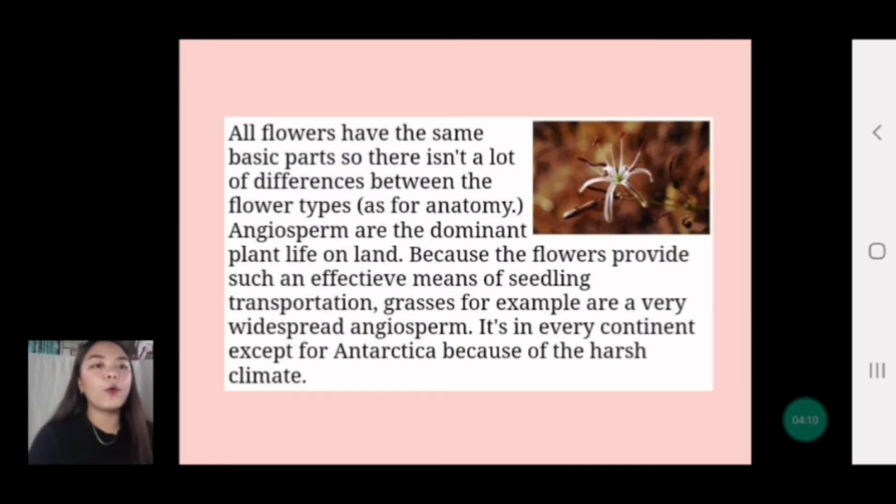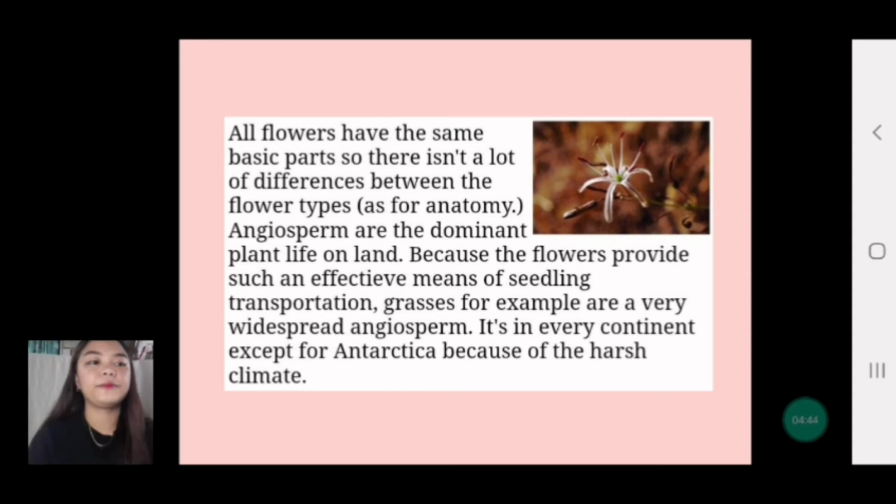And all flowers have the same basic parts, so there isn't a lot of difference between the flower types in terms of anatomy. Angiosperms are the dominant plant life on land because the flower provides such an effective means of seed transportation. Grasses, for example, are a very widespread angiosperm. They are found on every continent except Antarctica because of the harsh climate.